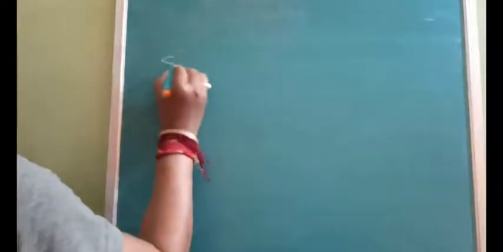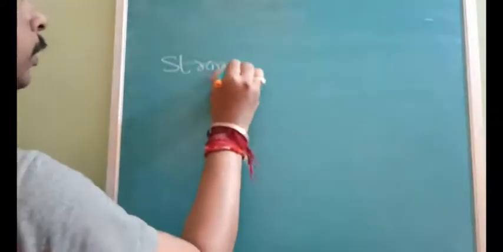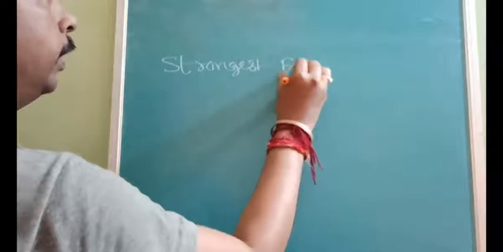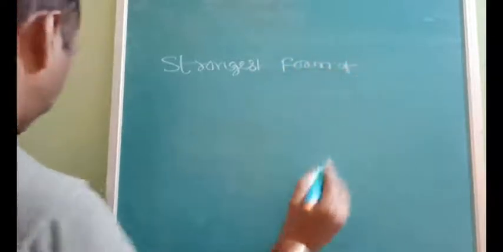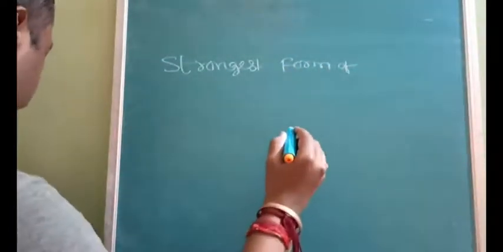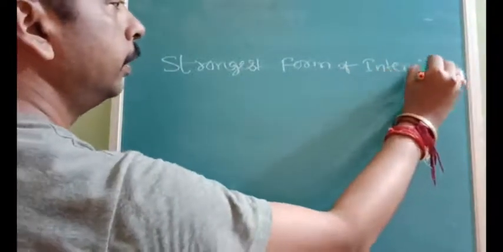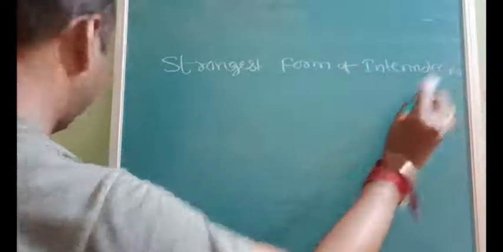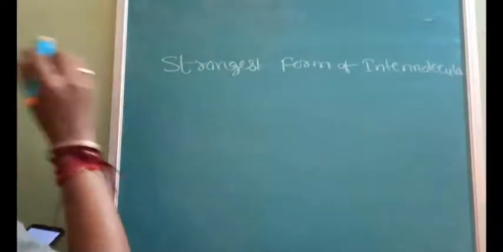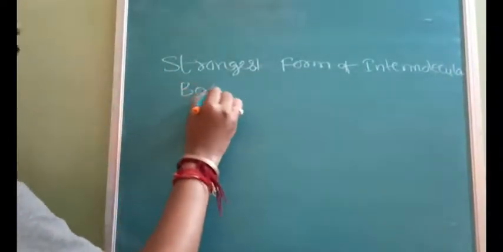Okay, next question: the strongest form of bond. Strongest form of bond, very tricky question. I think you will all understand. Strongest form of intermolecular bond. Okay, the question is the strongest form of intermolecular bonding.